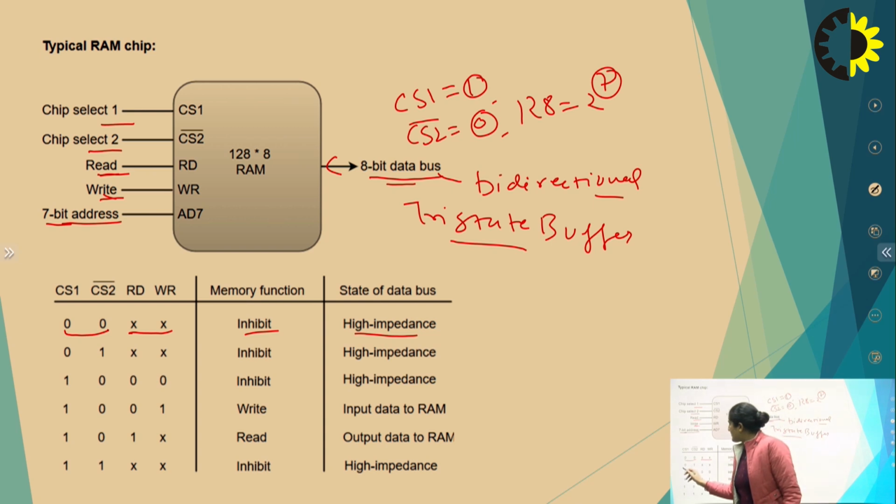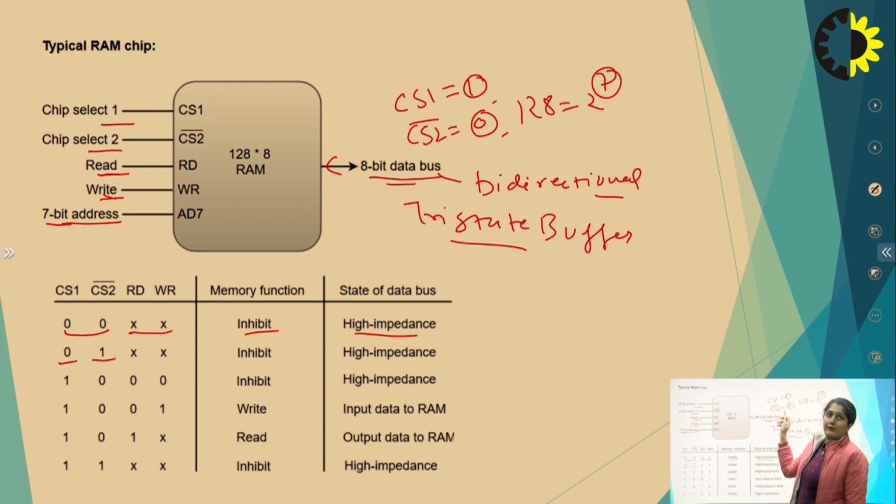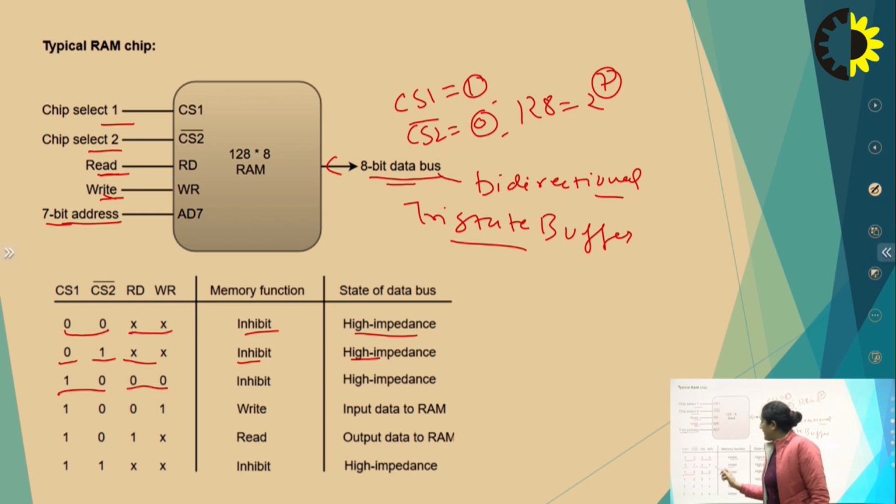Again, if we have 0 in CS1 and 1 in CS2, the condition doesn't fulfill. So again here, it is in a high impedance state. Here, 1, 0. The condition is fulfilled because chip select 1 is 1 and chip select 2 is 0. But there is no read and write operation also. So in this case also there is a high impedance state.